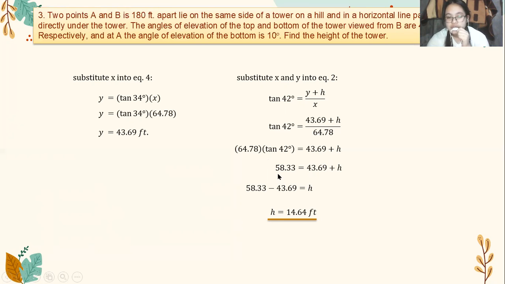So we multiply and we will get 58.33 equals 43.69 plus h. Then we have to transpose the 43.69 to the left side, so we will have 58.33 minus 43.69 equals h. If we subtract this, the height of the tower is equal to 14.64 feet.